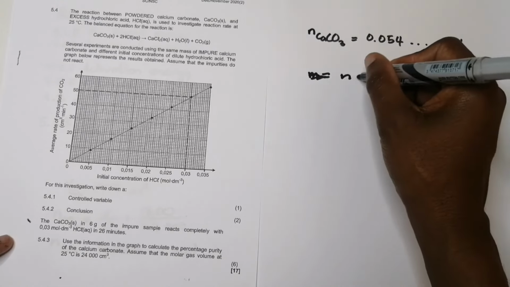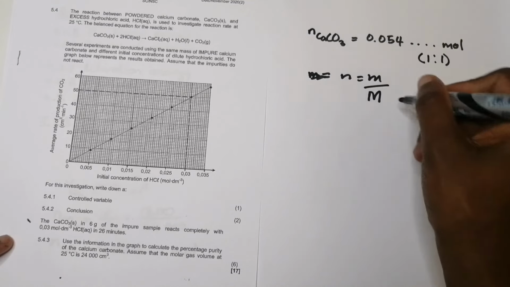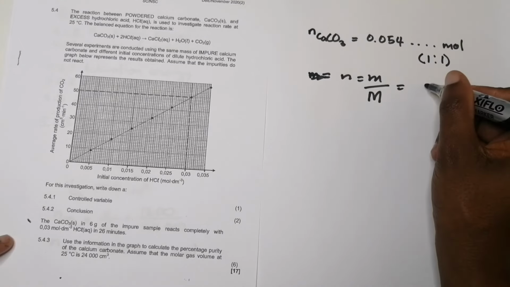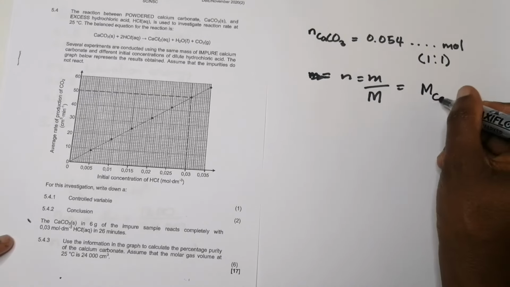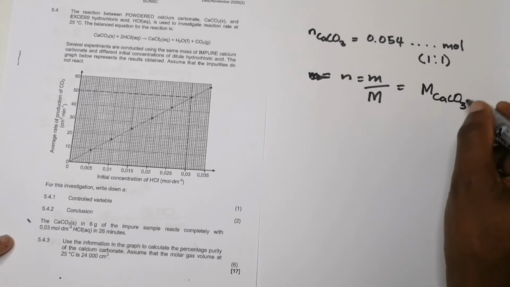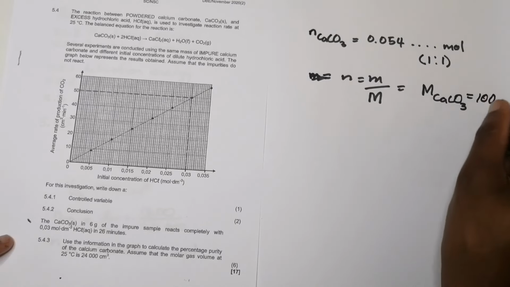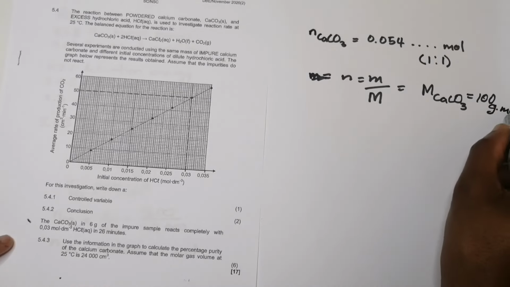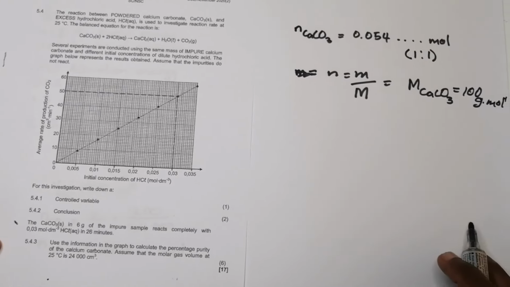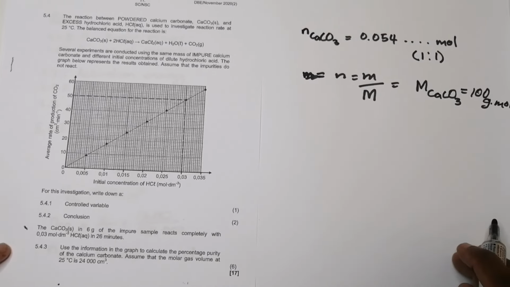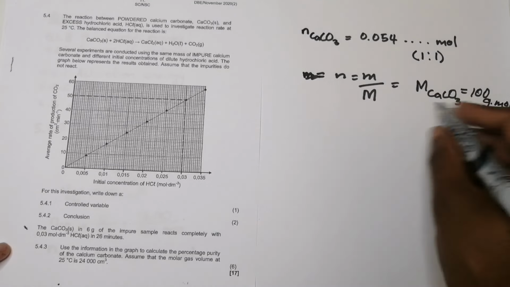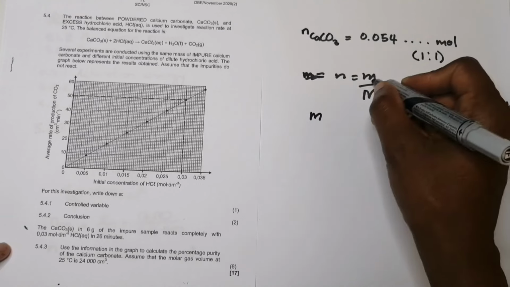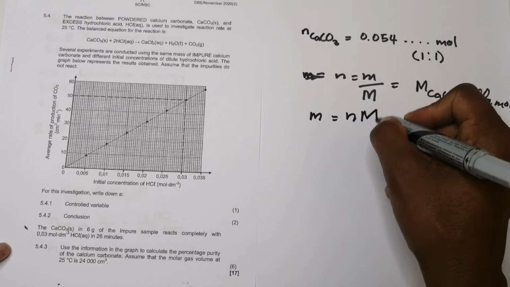So I'm going to use number of moles is mass divided by molar mass. Remember, for the molar mass of calcium carbonate, you can go and check in your periodic table. If you calculate it, you will actually get 100, so that's going to be 100 grams per mole. This is if obviously you use your periodic table. So I'm going to find the mass of calcium carbonate: mass would be number of moles multiplied by molar mass.